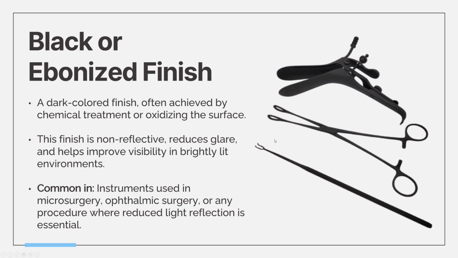And then we have black or ebonized finished surgical instruments. So they have a dark, non-reflective finish created through chemical treatments or surface oxidization, reducing glare and improving instrument visibility under bright lights. This finish is particularly useful for instruments used in procedures where visibility is critical and any light reflection could hinder the surgeon's view. So it's common in microsurgery, ophthalmic surgery, and other specialized procedures requiring minimal light reflection.